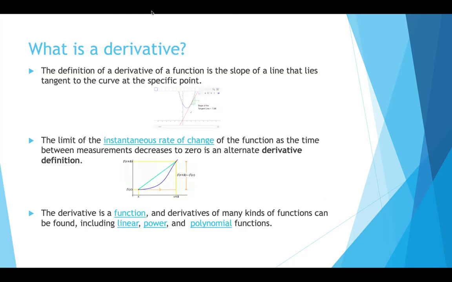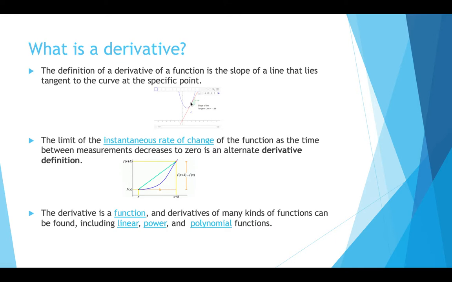So what is a derivative? The definition of a derivative of a function is the slope of the line that lies tangent to the curve at a specific point. So remember, a line that is tangent to a curve at a point goes through that point, and that's it. So here is the tangent line of the curve, and the slope of that line is the derivative of the function.